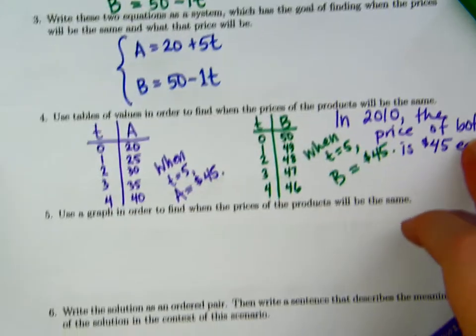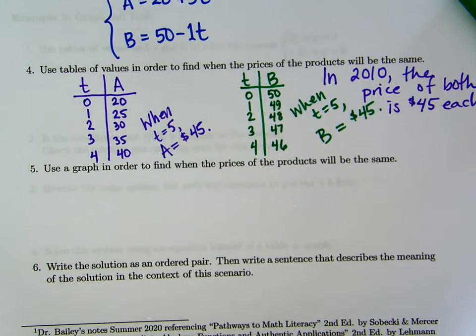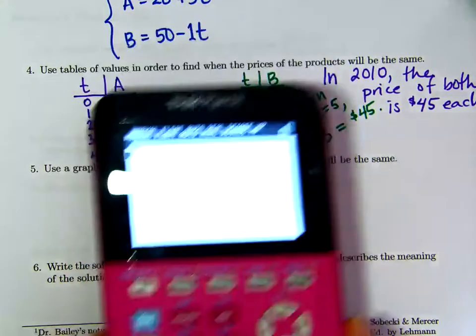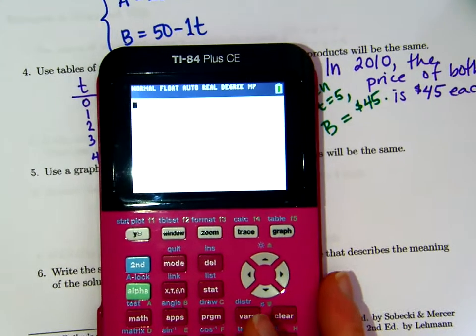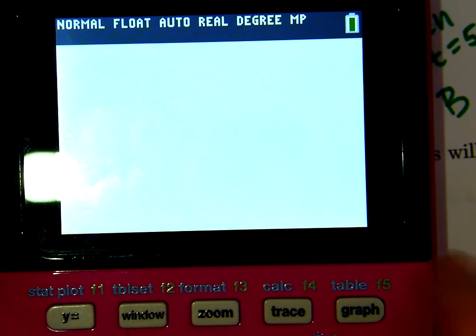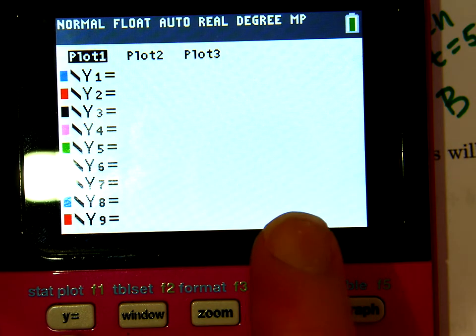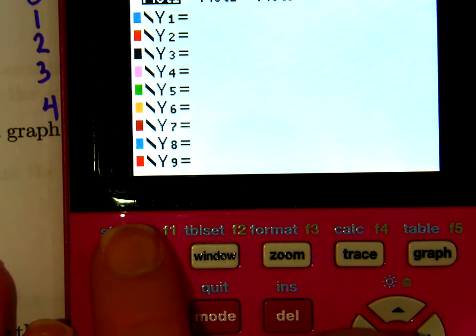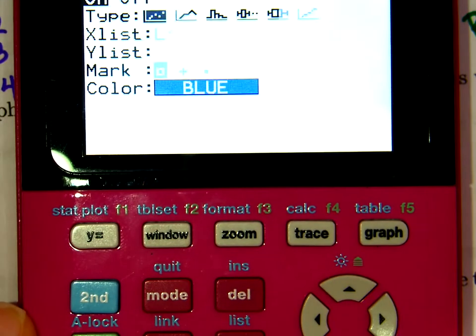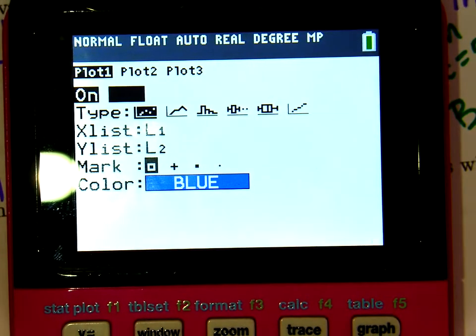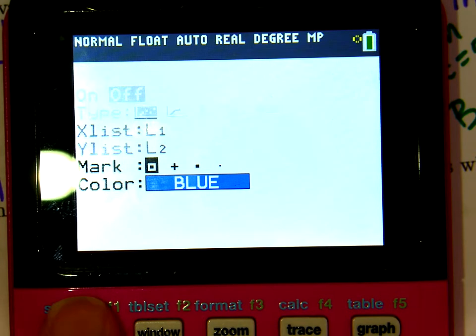Nice. Okay. Use a graph in order to find when the prices of the products will be the same. Oh, I need my graphing calculator. Here it is, it's so handy. Let's zoom in. I'm going to go to y equals. I think that's a rubles conversion, so I'm going to clear that. I also plotted a scatter plot, so I have to go to second, stat plot, hit enter, and arrow over to off and hit enter. Now I'm going back to y equals.